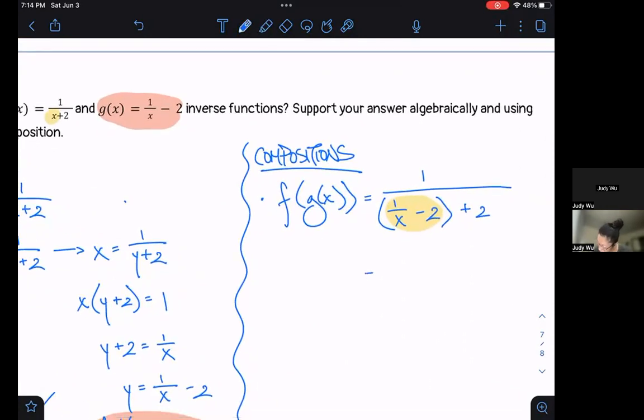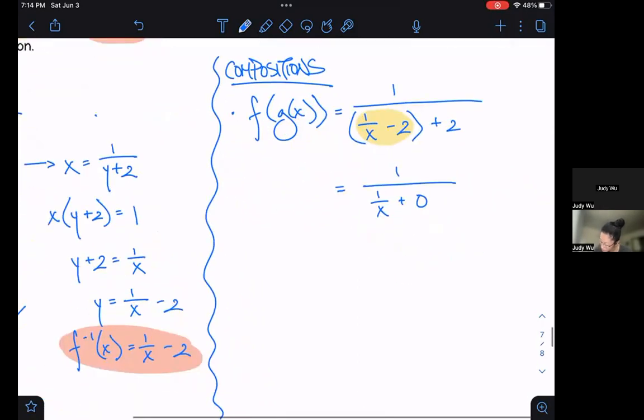All right, let's see if we can simplify this. 1 over 1 minus x minus 2 plus 2 is 0. Okay, so really we have 1 over x.